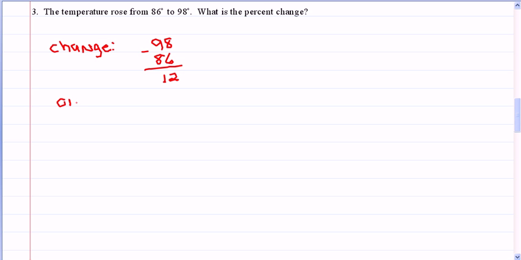The original temperature is the temperature that came first, and based on the wording of this problem, it went from 86 to 98, so 86 degrees is our original temperature. So I take the formula change over original, 12 over 86 equals x over 100. And our answer will be as a percentage.